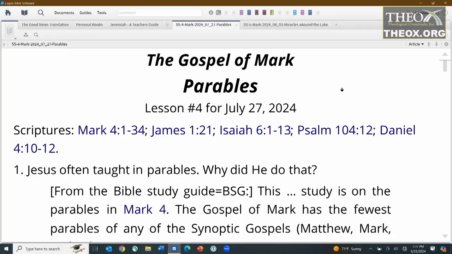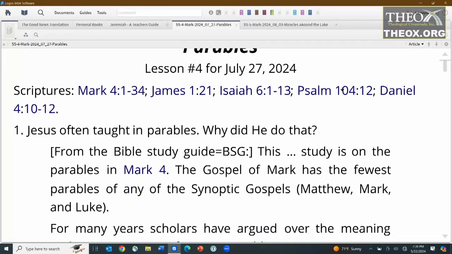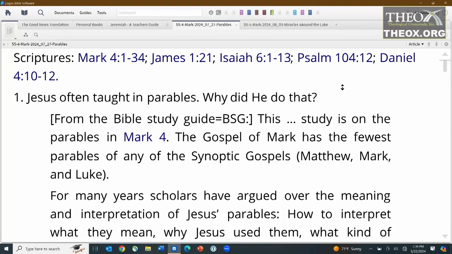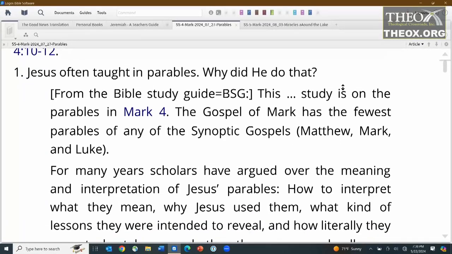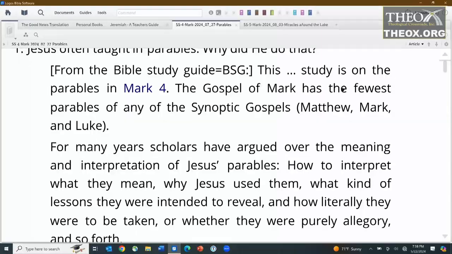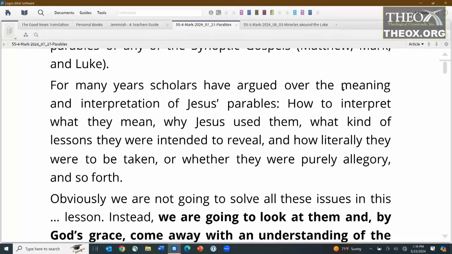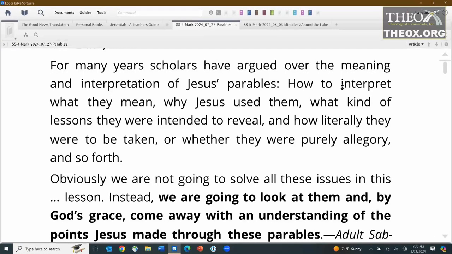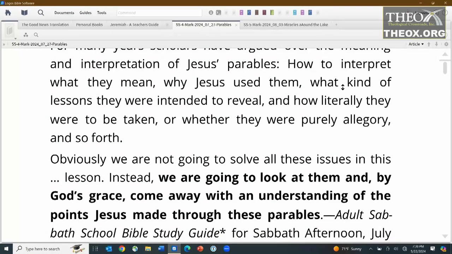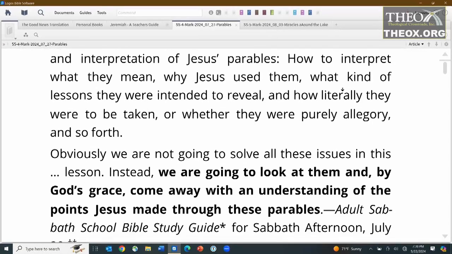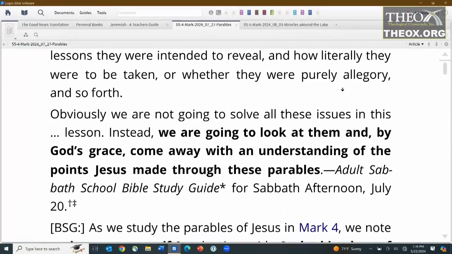From the Bible study guide, this study is on the parables in Mark 4. The Gospel of Mark has the fewest parables of any of the synoptic gospels, that is Matthew, Mark, and Luke. For many years, scholars have argued over the meaning and interpretation of Jesus' parables: how to interpret what they mean, why Jesus used them, what kind of lessons they were intended to reveal, and how literally they were to be taken, or whether they were purely allegory, and so forth. Obviously, we are not going to solve all these issues in this lesson. Instead, we are going to look at them and, by God's grace, come away with an understanding of the points Jesus made through these parables.